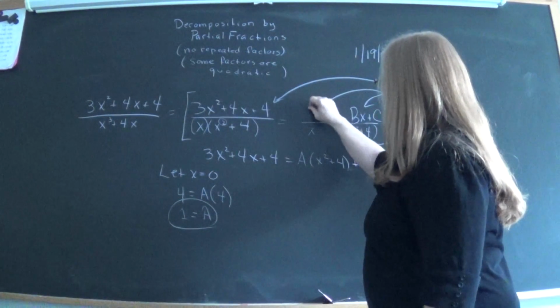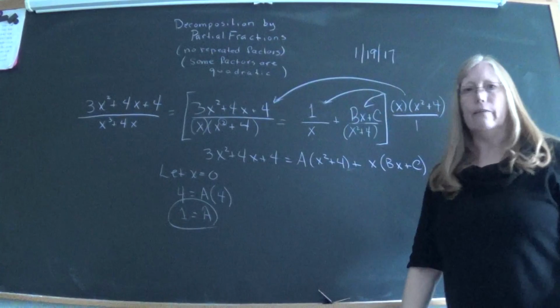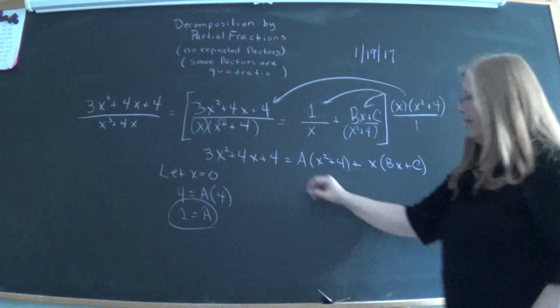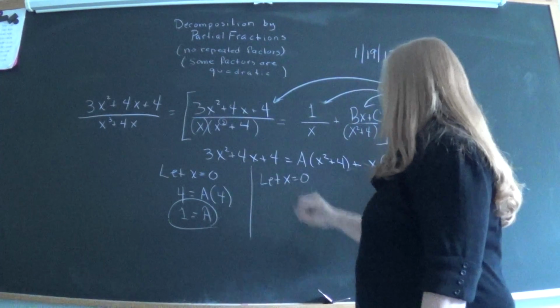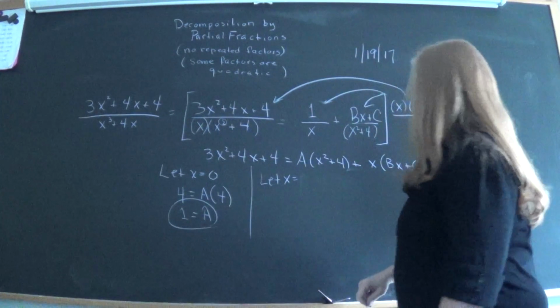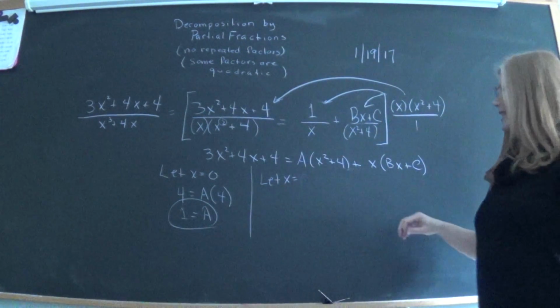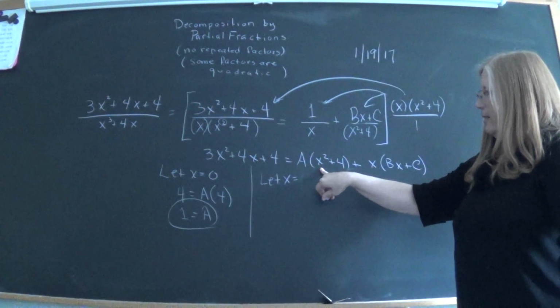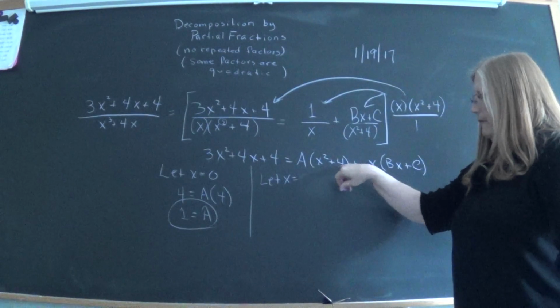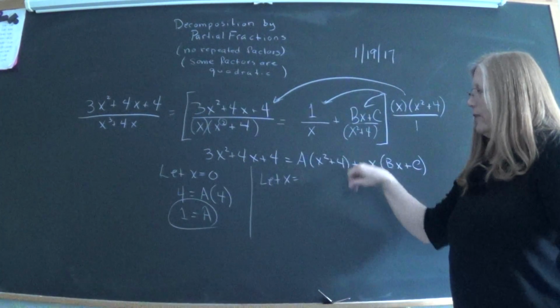So I'll go in here and I'll put the 1 in for A. Alright, let's play the let x game again, because we love this game. Not 0 though. Alright, I can't see a value that I could put in for x so that when I square it and add 4 it will ever zero out.